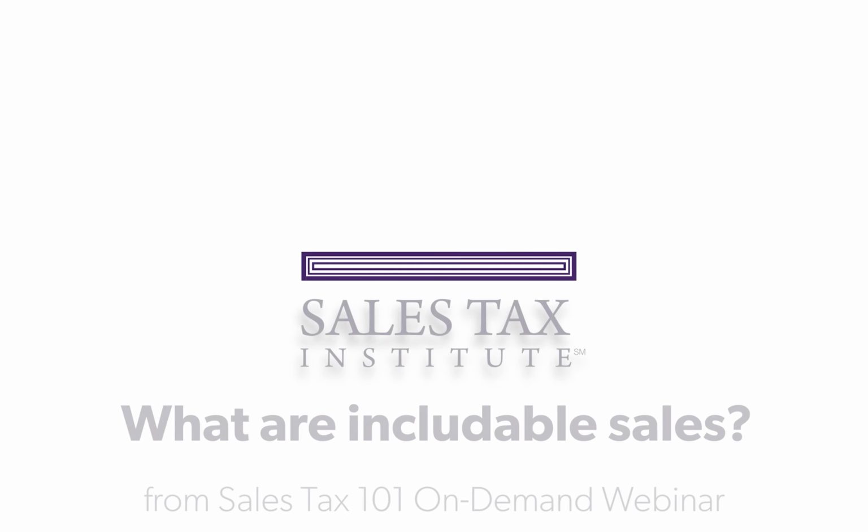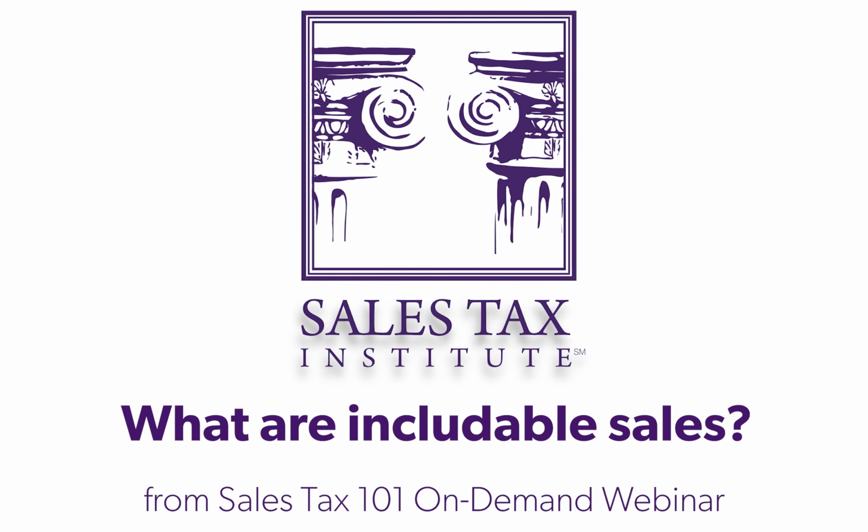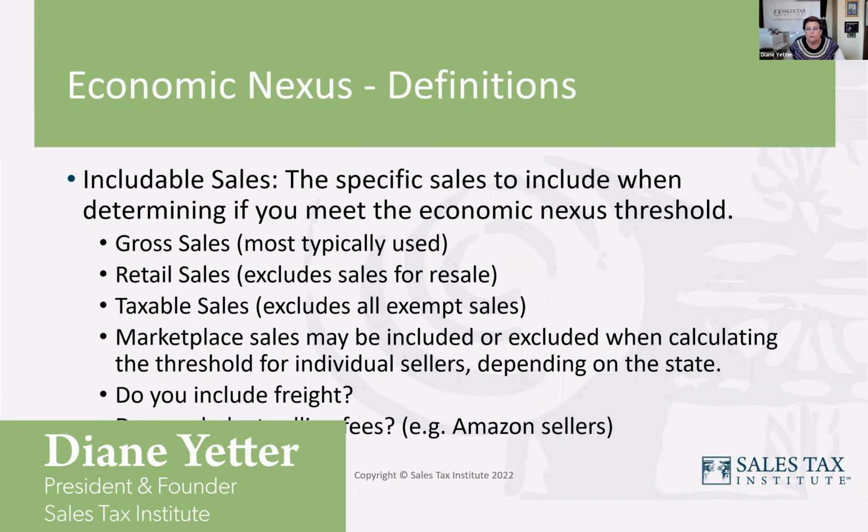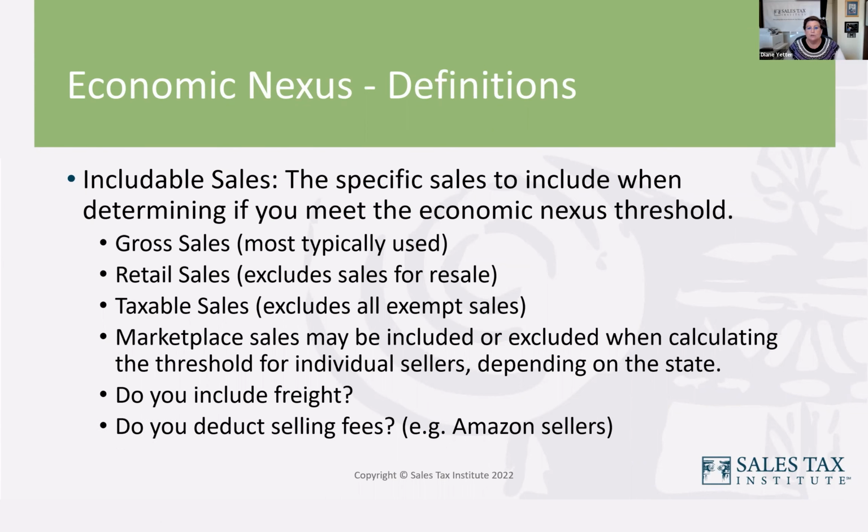The second concept is, what do you include in determining whether or not you exceeded that threshold? So the most common that is used is the gross sales. You take your total sales, whether they are taxable or not, to see if you exceed it. The next most common is the retail sales. So for these, you are going to exclude any sales that you make for resale.